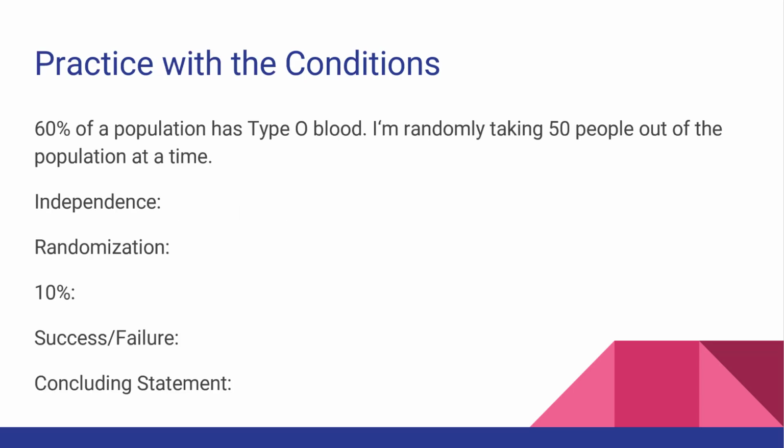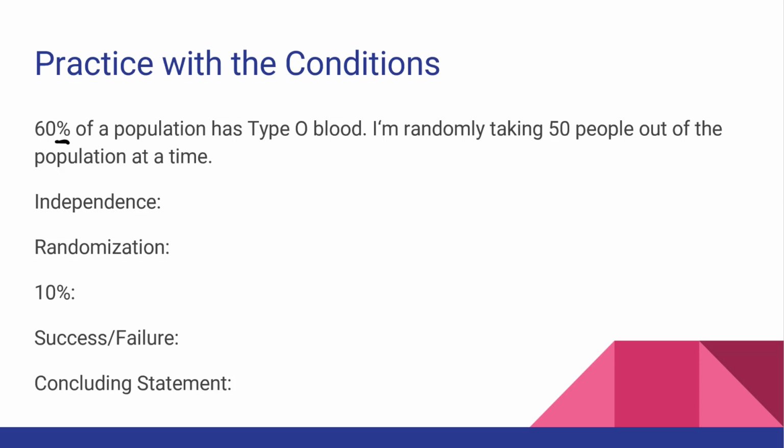So we have some practice with the conditions here. The first thing you know about this problem is that it is about proportions, because over here you see a percent sign. In questions, as soon as you see a percent sign, or if the question is talking about some fraction of a population, you know immediately that the question is going to be about proportions, and you know which set of conditions to use. So the question says, 60% of a population has type O blood.